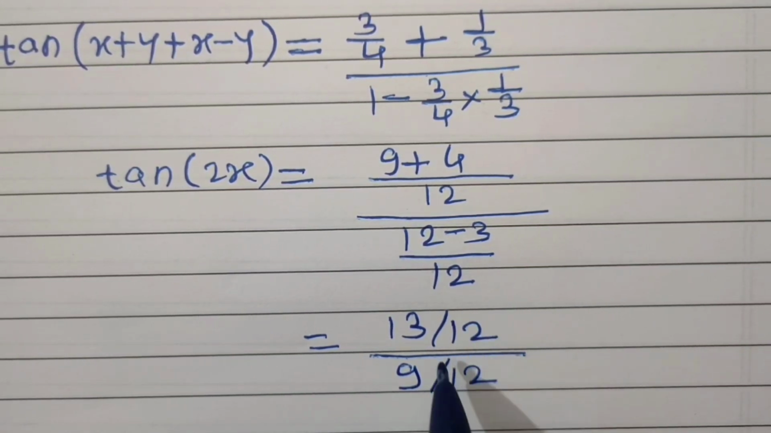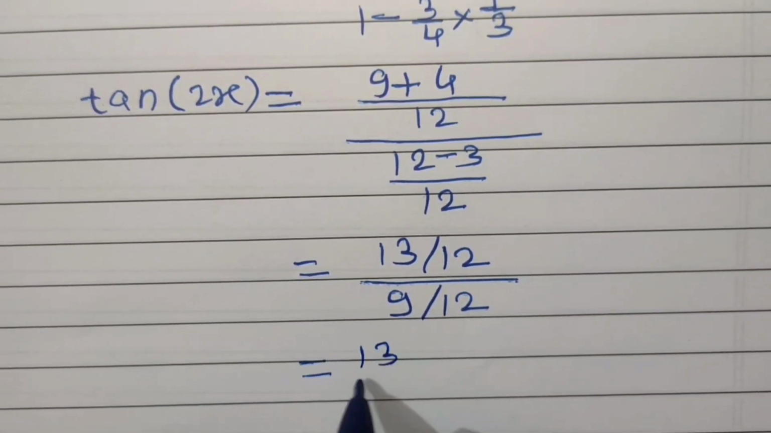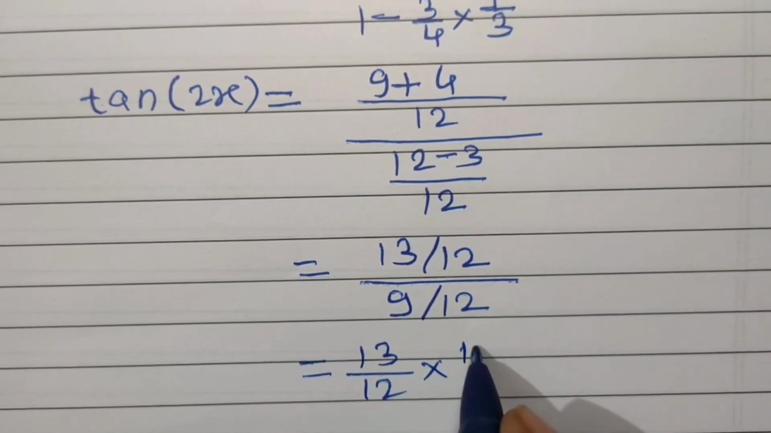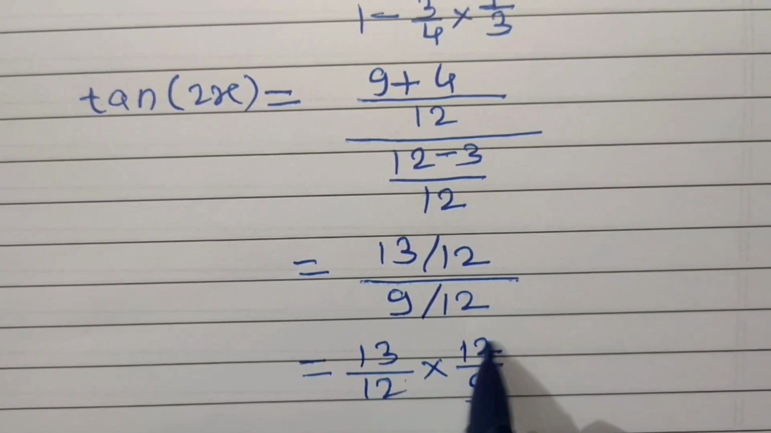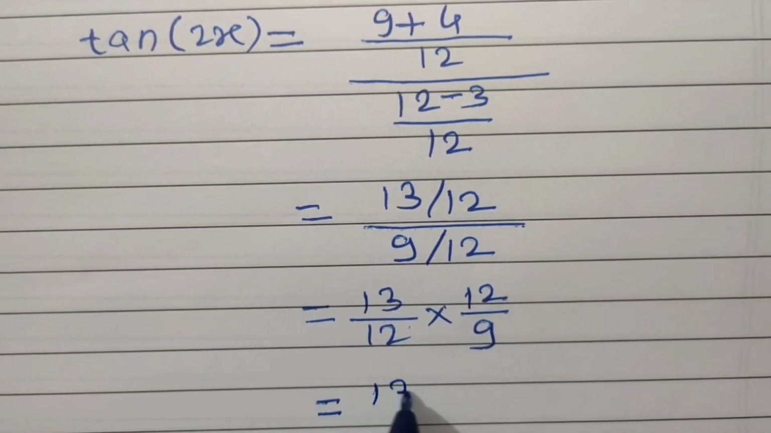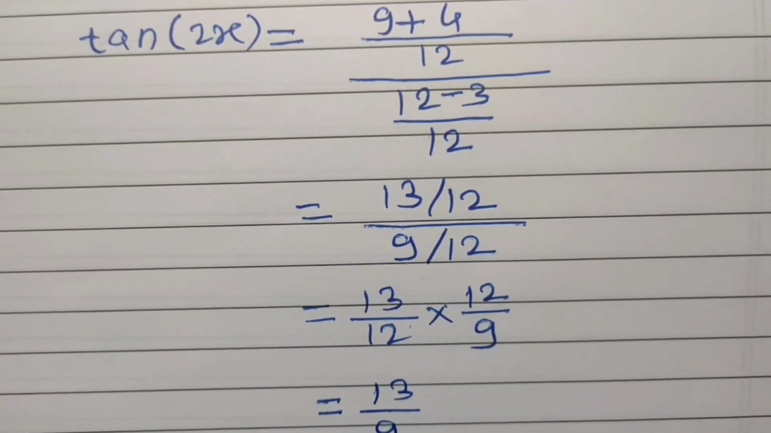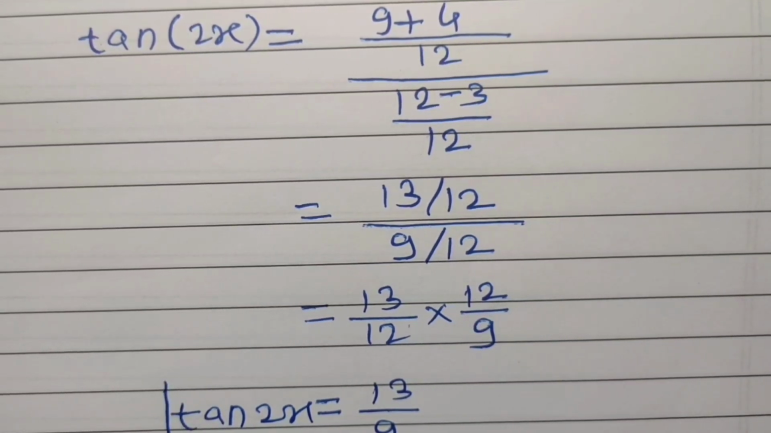Okay, again we can simplify this. This is equal to 13 upon 12 into 9 upon 12 can be written as 12 upon 9. Now this 12 and this 12 gets cancelled, and this is equal to, we can write 13 upon 9, and this is tan 2x, which is the solution of the given sum.